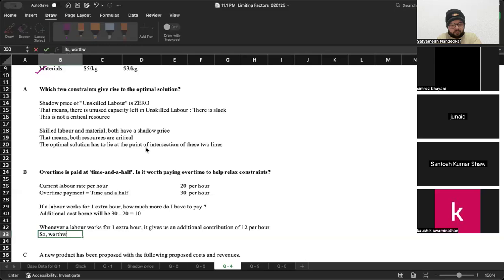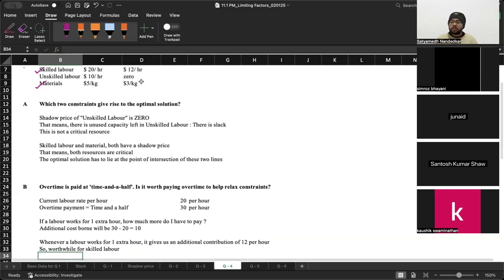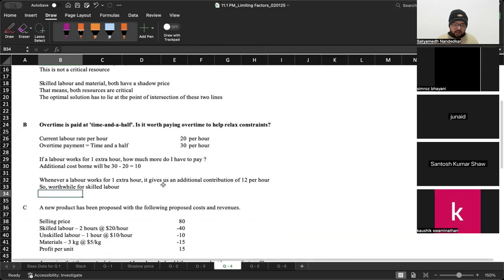So worthwhile for skilled labor because skilled labor limited quantity में है ना. तो enough for skilled labor. But there is no need to do that in unskilled labor because there is unused capacity. So you don't have to pay any extra time in unskilled labor. ठीक है.